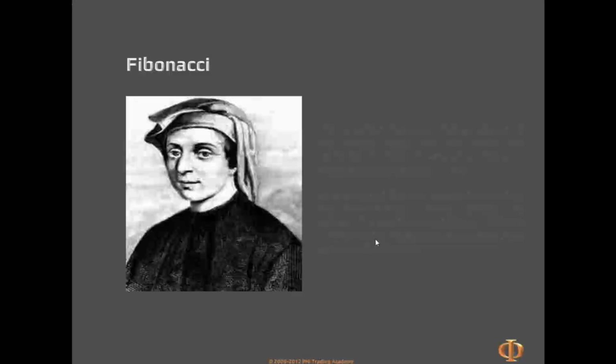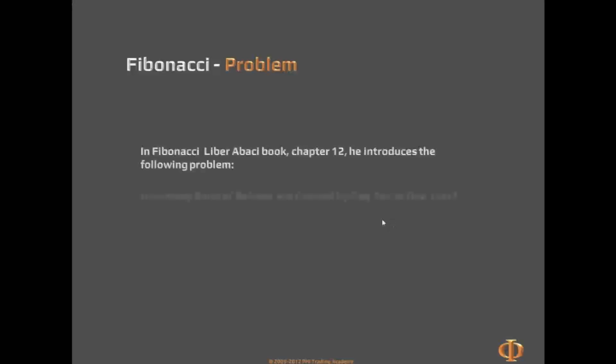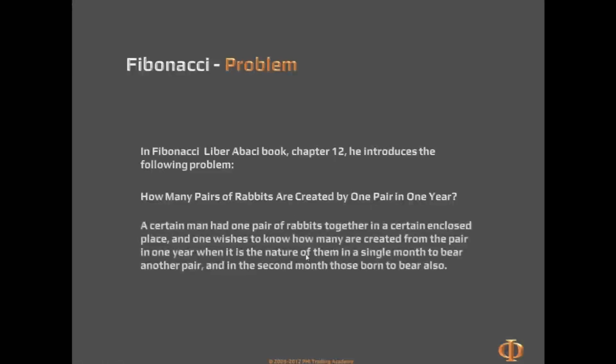So Fibonacci is supposed to be the greatest European mathematician of the Middle Ages, okay? And he was one of the first people to introduce the zero actually in Italy. You know, before Fibonacci in Italy they were counting with the Roman letters I, IV, V, X, and so on. Now, in one of his books, he introduces the following problem. How many pairs of rabbits are created by one pair in 1 year? If it is in their nature, in a single month to bear another pair, and in the second month those born to bear also.